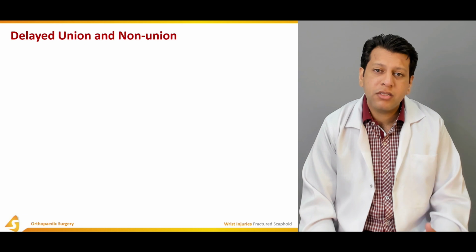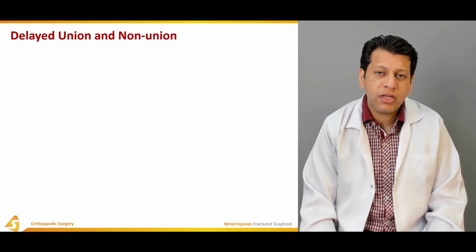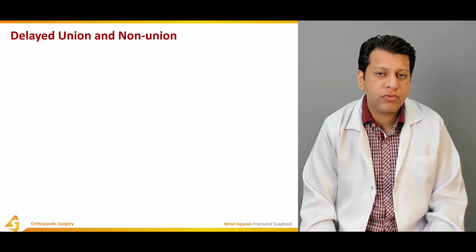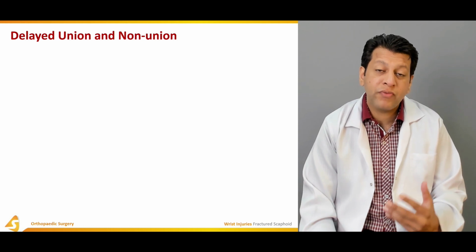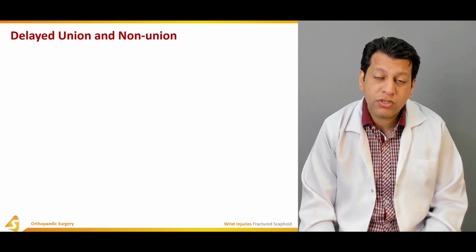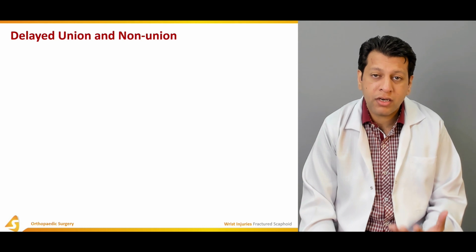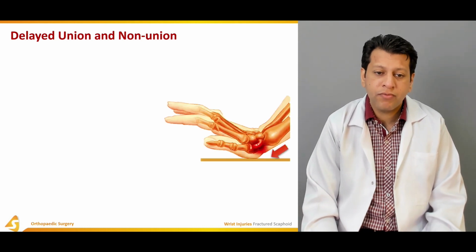Now, why is it important? Because as I told you, there is a high chance of getting avascular necrosis of the scaphoid. So to prevent delayed union and non-union of the scaphoid, we have to get a diagnosis of scaphoid fracture early.